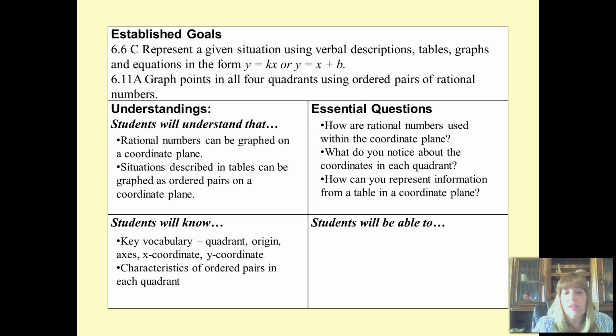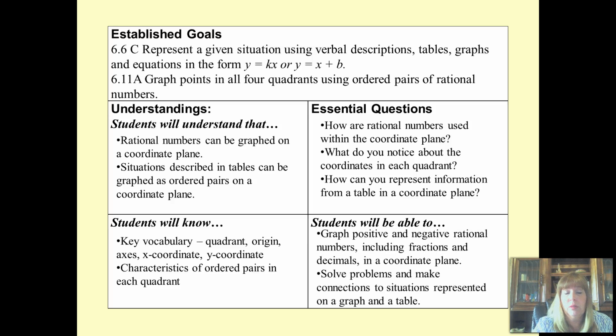We want to make sure that our students get their key vocabulary. You can't talk about a coordinate plane if you don't understand the quadrants, the axes, the coordinates, and they need to understand the characteristics of ordered pairs in each quadrant. What's going to land you in quadrant 1, 2, 3, or 4. So what do we want kids to be able to do at the end of this unit? We'd like them to be able to graph rational numbers, positive, negative, fractions, decimals on a coordinate plane, and to solve problems and make connections to situations represented on a graph and a table. All right, so this is our destination. This is where we're headed with our kiddos.